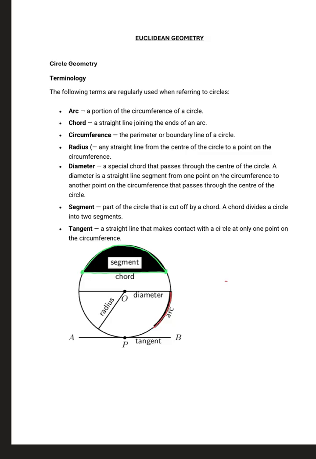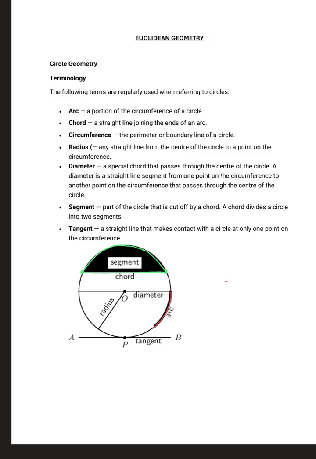And then we have the circumference. The circumference is the perimeter or the boundary of the circle. As you can see, it is actually the perimeter of the whole circle. The distance around the whole circle is what we call the circumference. And then we have a radius. A radius is just a line from center to what? To the circumference. So the line from center to the circumference is the radius.